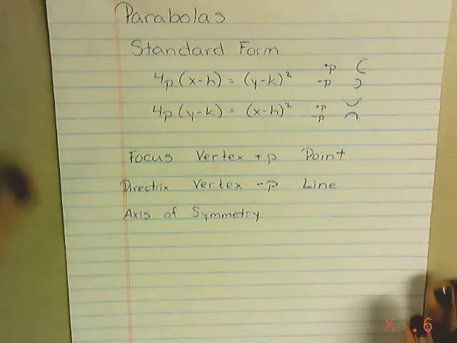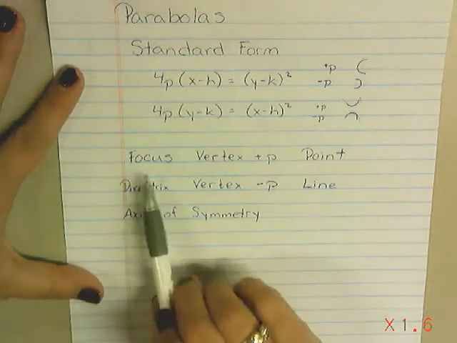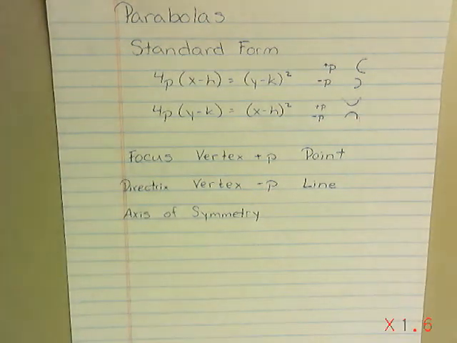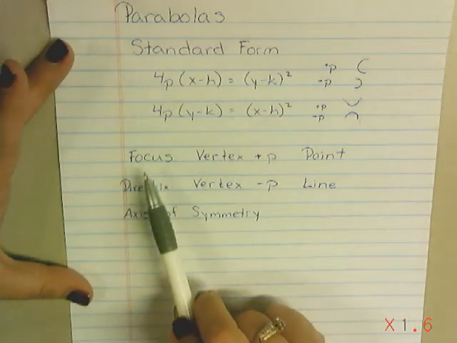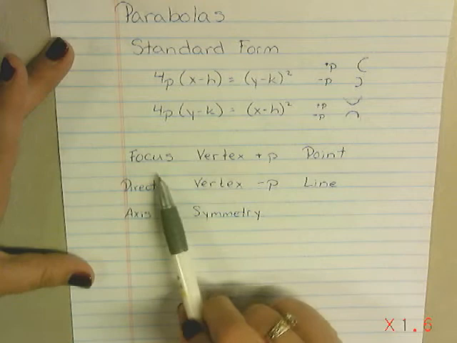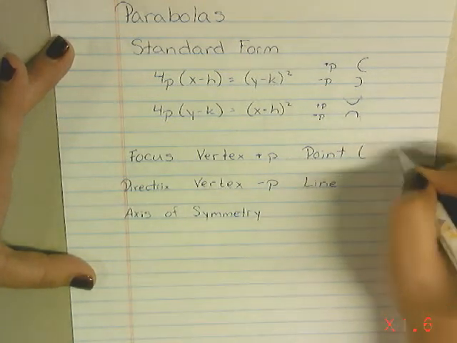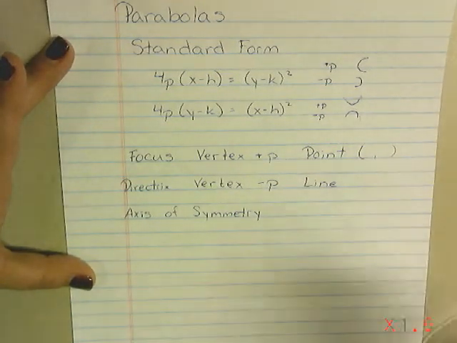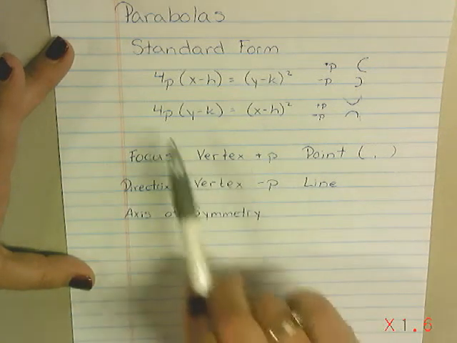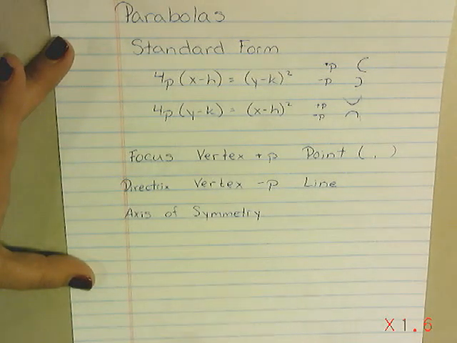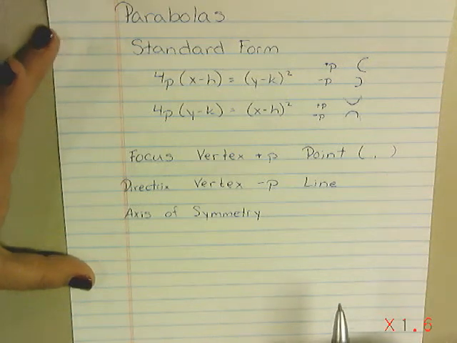Okay, some more vocabulary here. Focus, that just means one foci, right? So we've seen foci before. There's usually two of them. But in the case of a parabola, there's only going to be one, so it's called a focus. It's still going to be an ordered pair. It's going to be a point. The way that you're going to get it is you're going to take your vertex and you're going to add your p-value. And we'll talk about that in just a second.